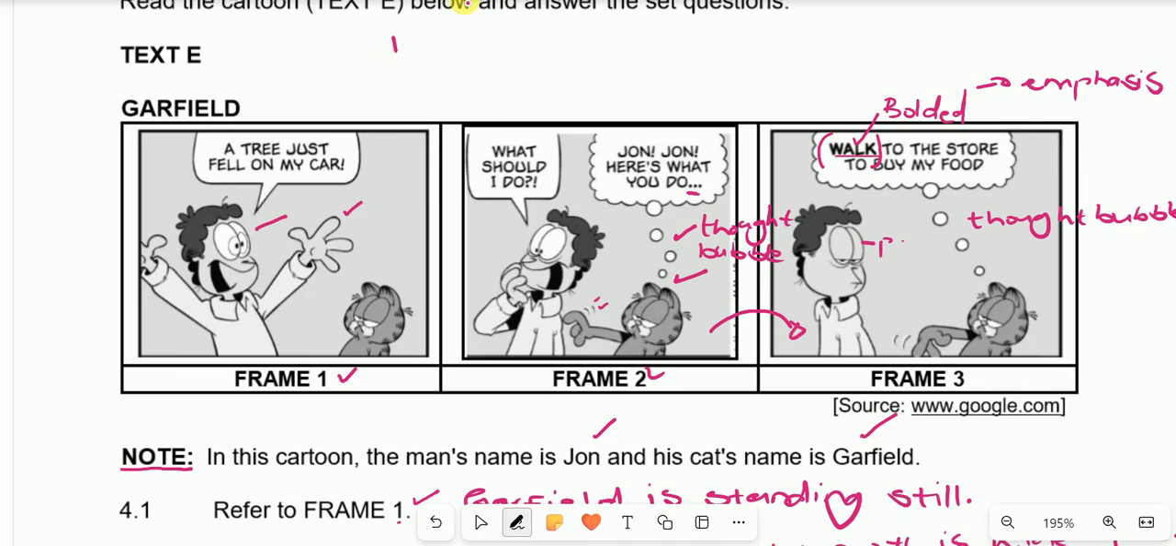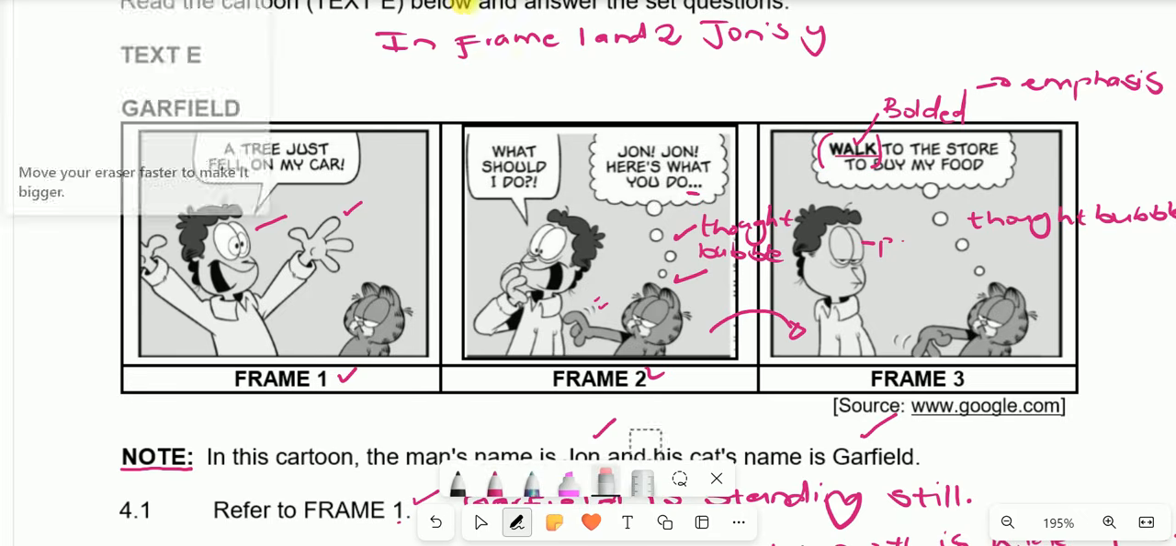So I would say, I'll start my answer to say in frame 1 and 2, John's eyes... Okay, let me just do this. Pardon me.